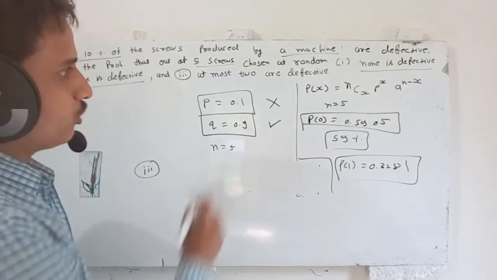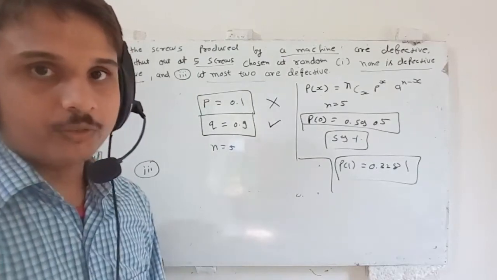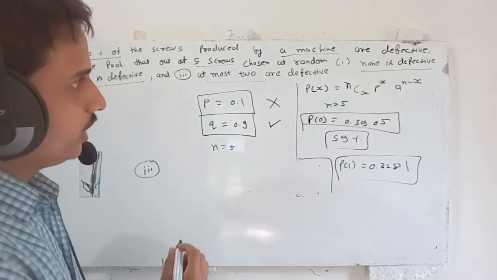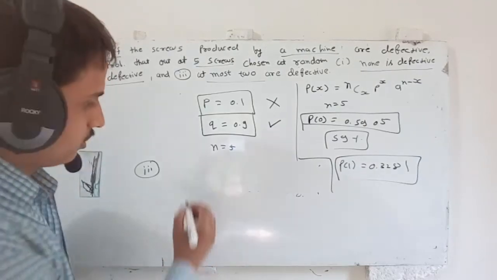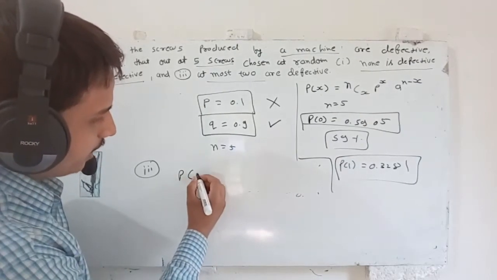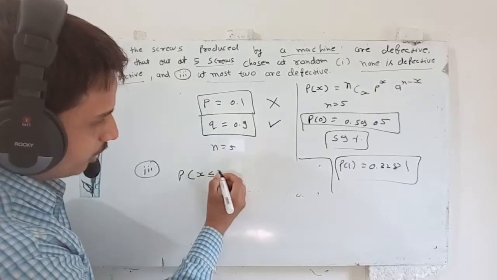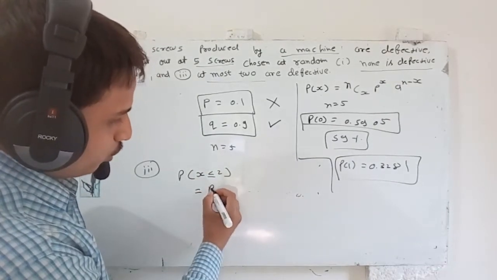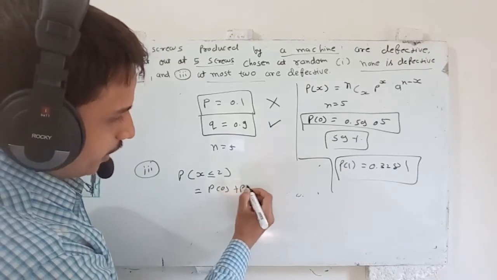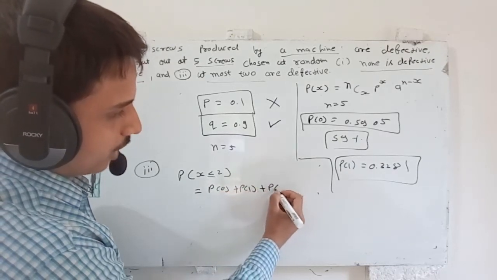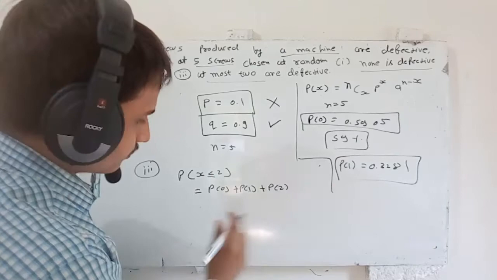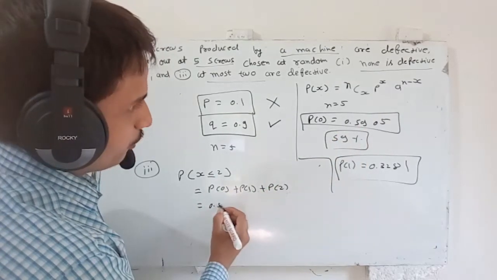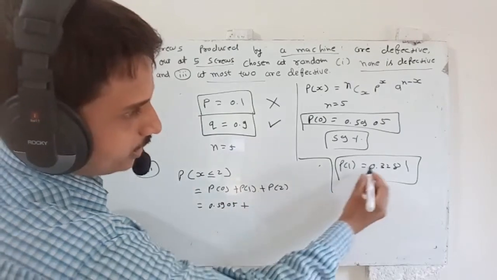Out of 5 screws, at most 2 are defective. So at most 2 means not more than 2. So the probability that the x value is less than or equal to 2, not more than 2. So this includes no screw defective, 1 screw defective and 2 screws defective. Now we have already calculated P of 0, that is 0.5905. P of 1 is 0.3281.